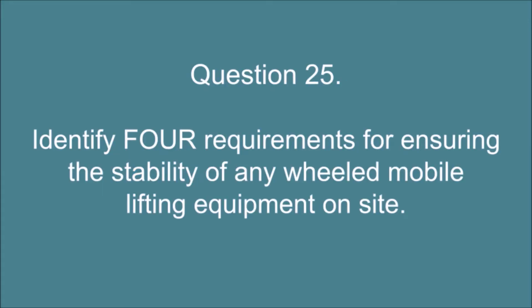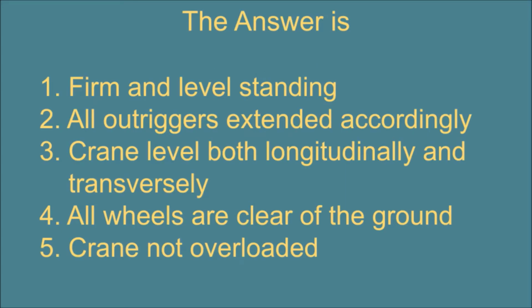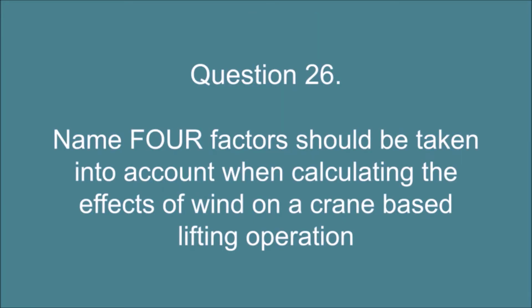Question 25. Identify 4 requirements for ensuring the stability of any wheeled mobile lifting equipment on site. The answer is 1. Firm and level standing. 2. All outriggers extended accordingly. 3. Crane level both longitudinally and transversely. 4. All wheels are clear of the ground. 5. Crane not overloaded.